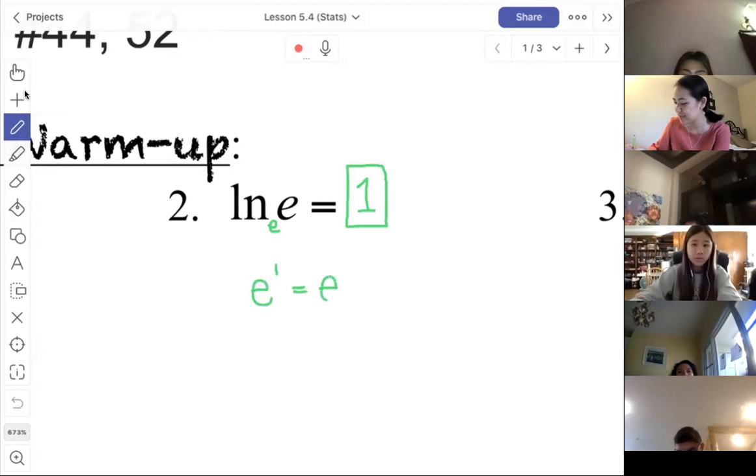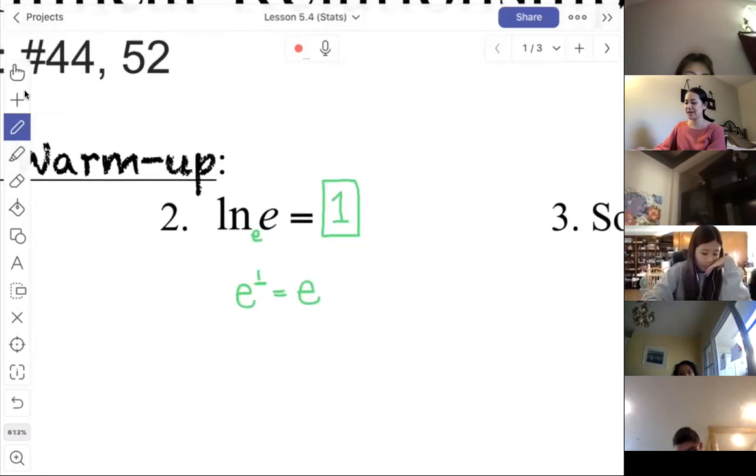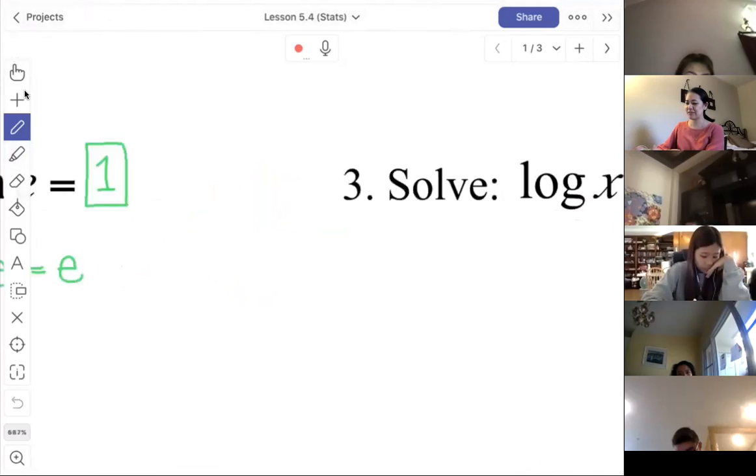All right, so this is the natural log. It's base e. e is a special number, kind of like pi is a special number. e to the first power is what gets us e, so that answer is 1. All right, good. Let's try a different kind of problem.